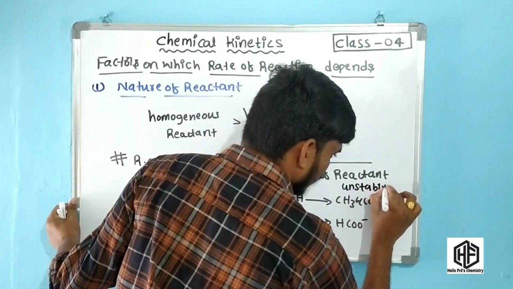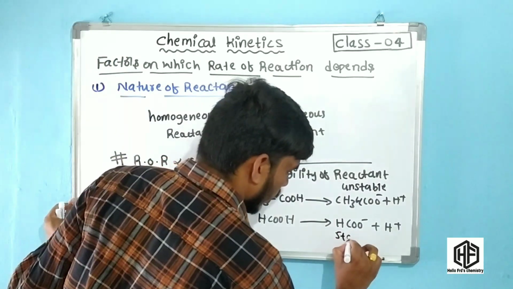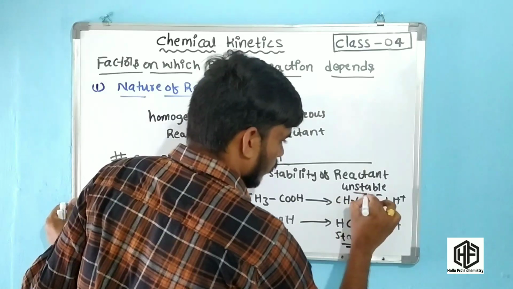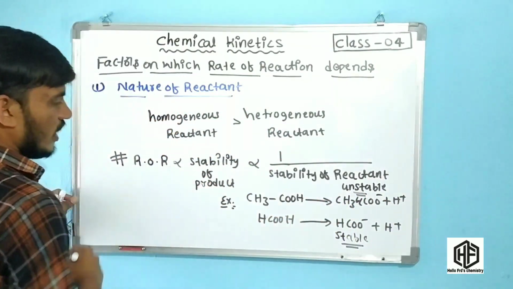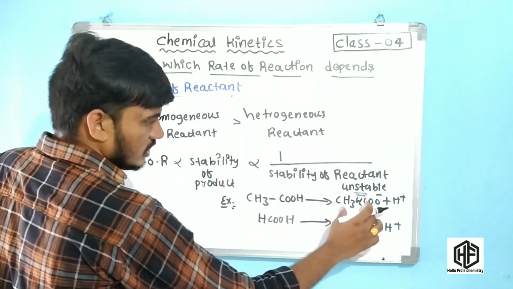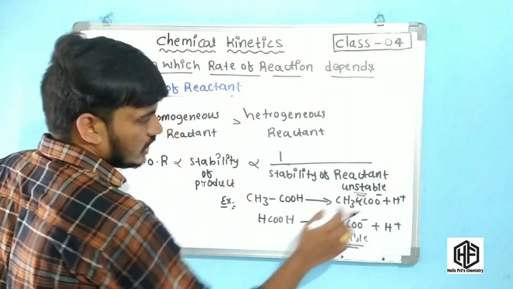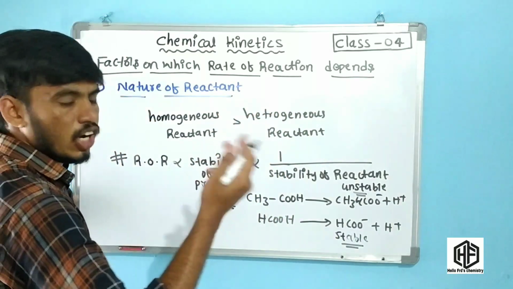Okay, friends, this is the unstable product, and in this one no such effect is present. This is the stable product. This is the unstable product. Now the rate of reaction is directly proportional to the stability of the product. Because of the minus I effect, this is the simple concept of GOC, general organic chemistry.